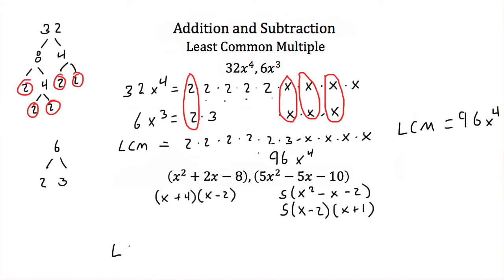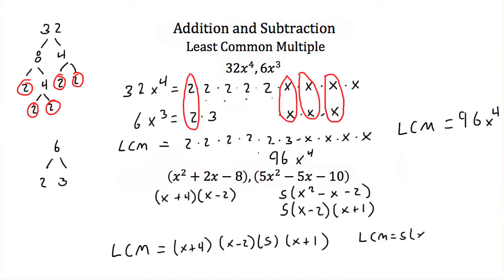Now our least common multiple of these two polynomials is every factor, but we don't repeat factors. So we have an x plus 4, we have an x minus 2, we have a 5, we have another x minus 2, so I don't have to repeat that one, and then we have an x plus 1. So my least common multiple then would be 5 times x plus 4 times x minus 2 times x plus 1.